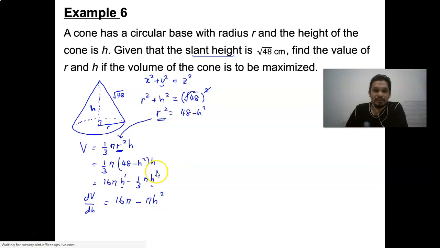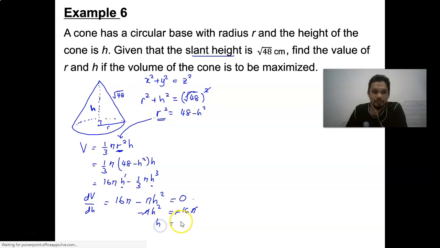Okay, so 3 bring up here, 3 multiplied with 1 over 3 equal to 1 pi h, and 3 minus 1 equal to 2. So then make this one here equal to 0. So then from here 16 pi minus pi h squared equal to 0. It's just like negative pi h squared equal to negative 16 pi, and divide by negative pi left and right. So then h squared equal to 16.